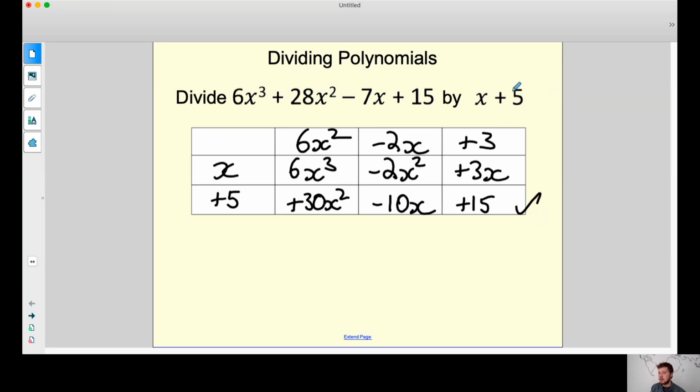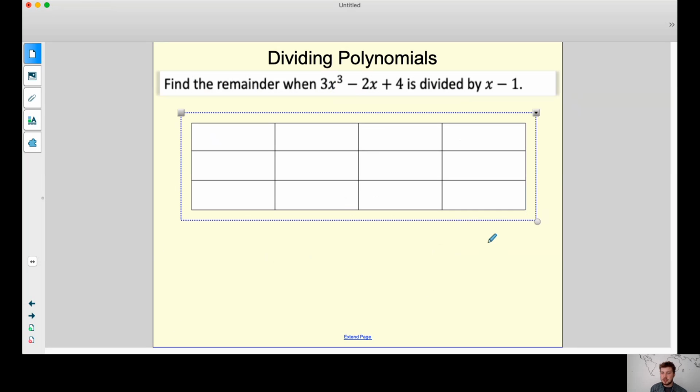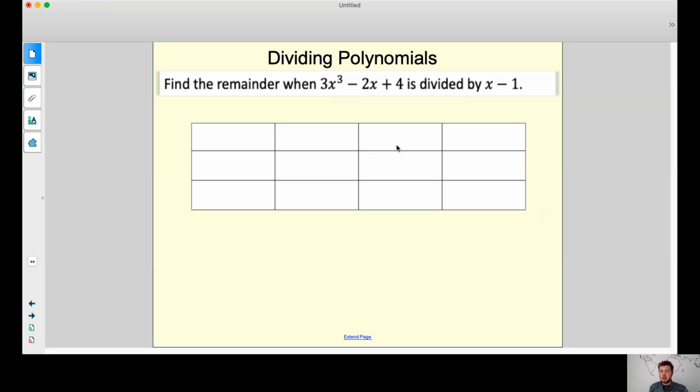For these types of questions, when we're dividing, because we're not finding a remainder, our constants should match up. So therefore, when we do our division, we get x plus 5, and then my other term is 6x squared minus 2x plus 3. And again, it could ask us to try and factorize this quadratic, so we need to watch out for that. However, for this scenario, it doesn't ask us to do that, so that would be our answer.